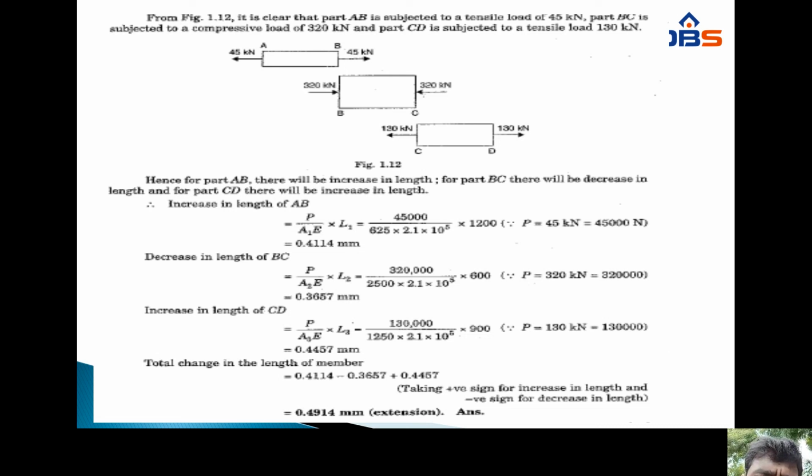Next, the total change in length is 0.4114 minus 0.3657 plus 0.4457. That value, 0.4914, is the extension. Okay, positive sign means extension, negative sign means decrease in length. Okay, this is the problem. Any doubts in the problem, please call me.